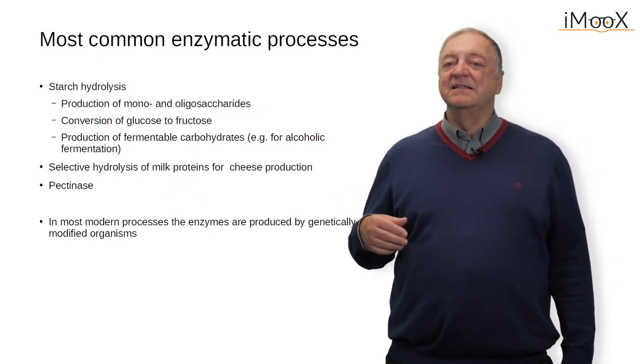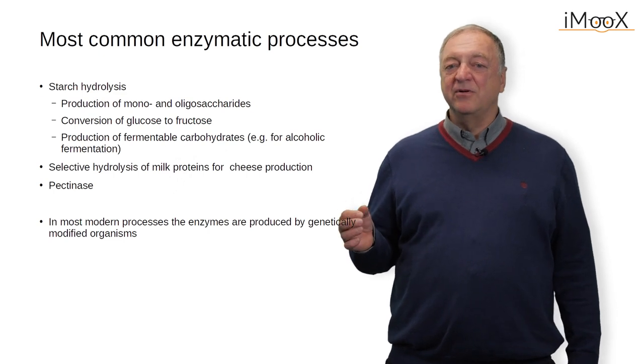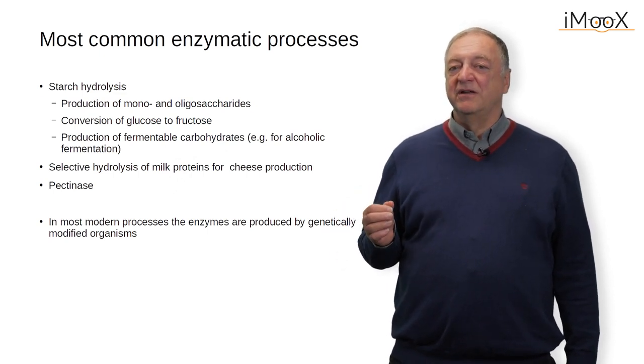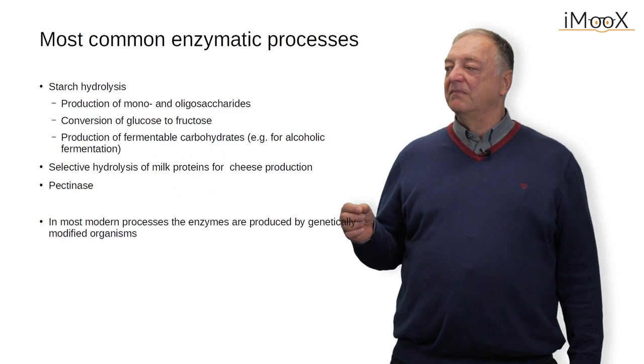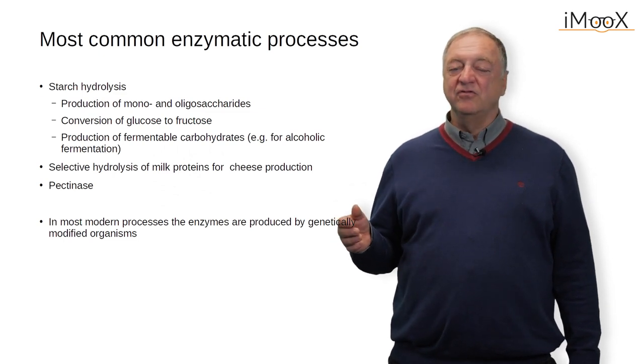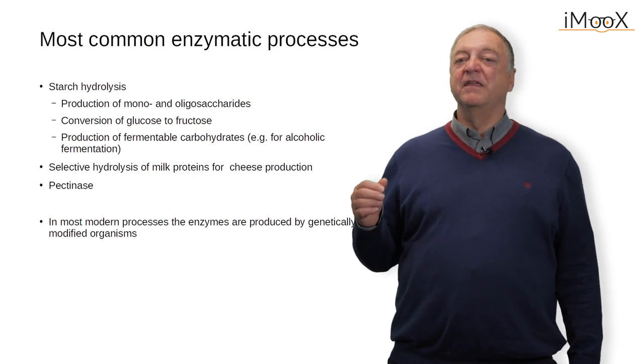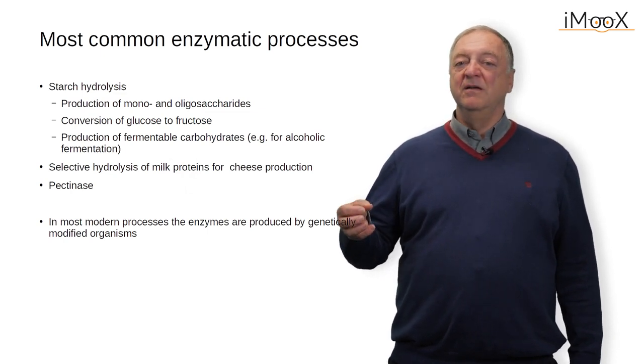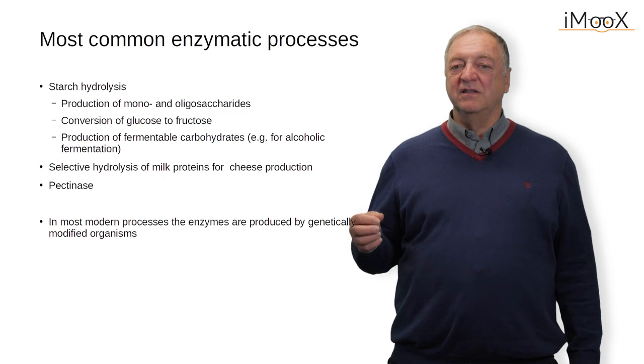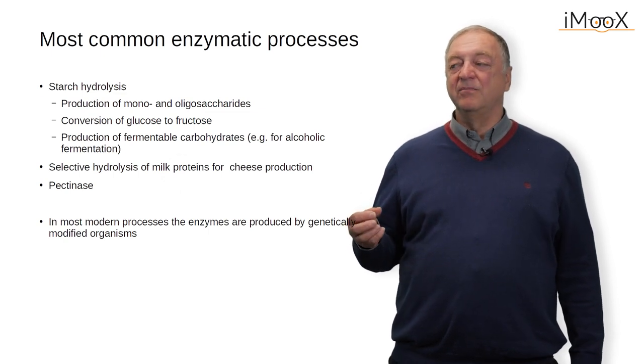Another process is the selective hydrolysis of milk proteins, especially for the manufacturing of cheese. And for fruit juices, fruit juice production can be supported by the use of pectinases to increase the productivity of the pressing process.